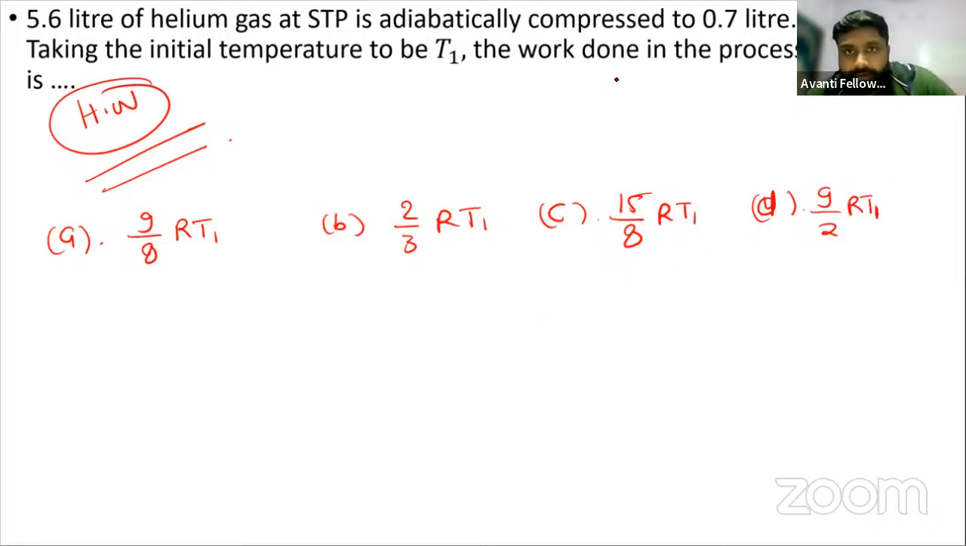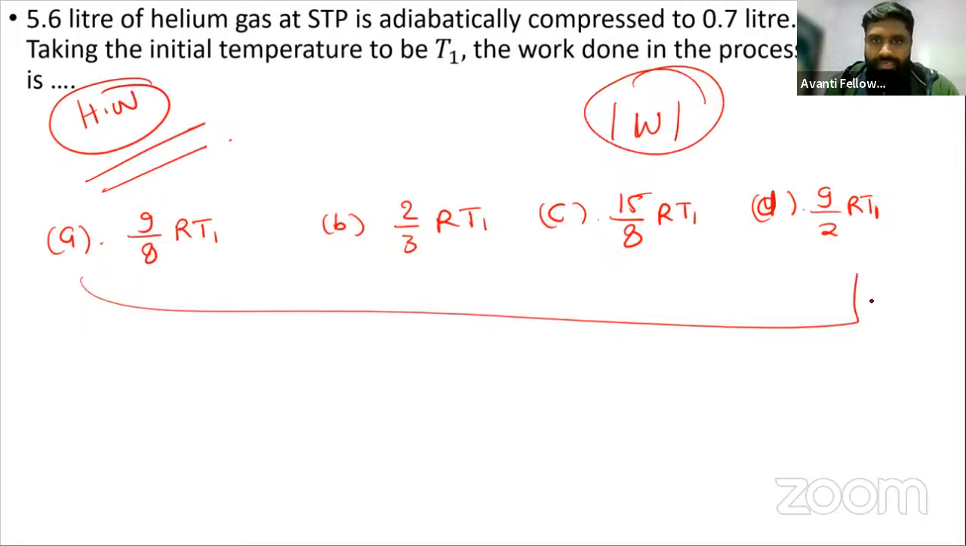So if you are able to find, because this is compression, the work done is on the system. If work is done by the system, you will take it as positive. If work is done on the system, you will take it as negative. So the work done will come out to be negative, so you have to take simply the modulus of that work done, because all the values here are positive. Got it?